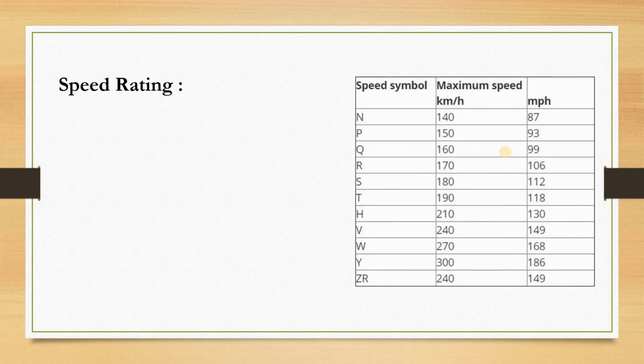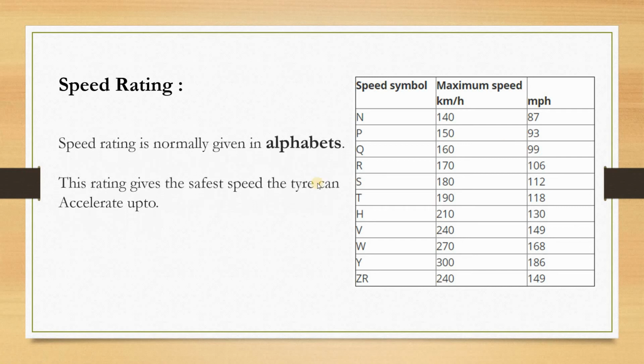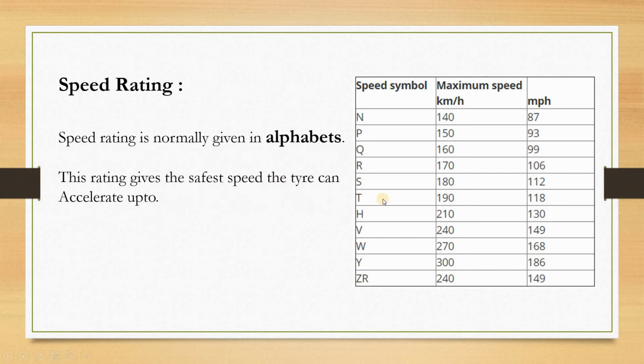Next is speed rating. The speed rating is a very important concept when it comes to a high racing vehicle or any kind of high speed vehicle. The symbol is nothing but the alphabets from N to ZR. It gives the maximum speed it can reach in kilometers per hour and miles per hour, and this is considered in the designing stage or material selection stage. So that's it. What is the safest speed a tire can accelerate up to?